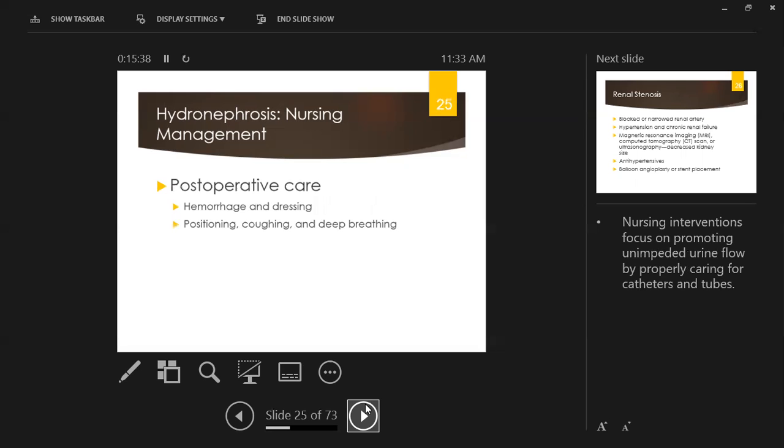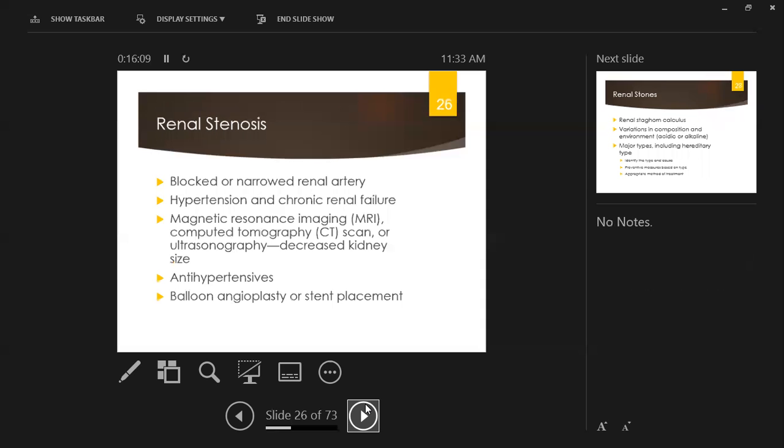Nursing management of hydronephrosis. So post-op care, hemorrhage and dressing, we're looking for hemorrhage. It's a big deal, right? We want to make sure that we're dressing the area and making sure that it's intact and dry. We also want to be positioning the patient and encouraging coughing and deep breathing. We want to focus on promoting that unimpeded urine flow by properly caring for all catheters and tubes, including that nephrostomy tube, because if we cause a kink in those or potentially a clog, then we're just going to be exacerbating the issue.